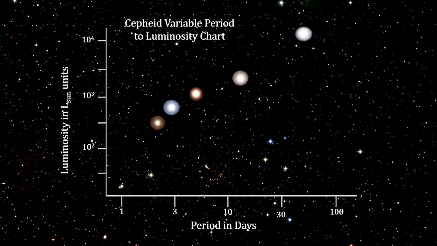This was very interesting, because as we have discussed, once we know the intrinsic luminosity of a star, we can easily calculate its distance. Leavitt's discovery made Cepheid stars true standard candles and changed the history of astronomy.